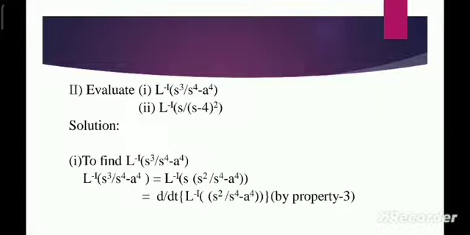So here we have L inverse of s into f of s, where f of s is s squared by s power 4 minus a power 4. So L inverse of s f of s is d by dt of L inverse of f of s. Therefore this can be written as d by dt of L inverse of s squared by s power 4 minus a power 4.